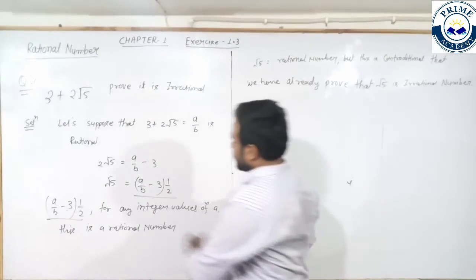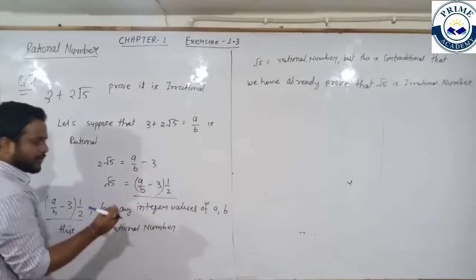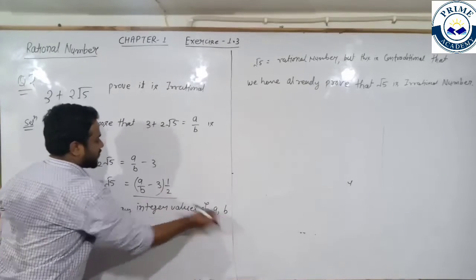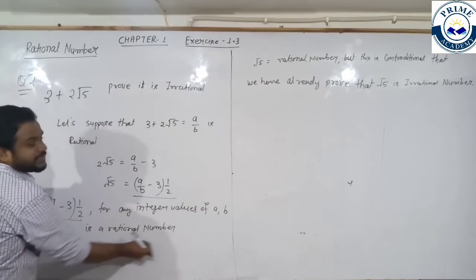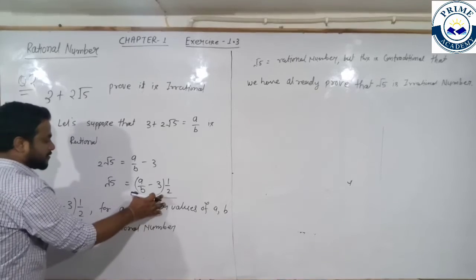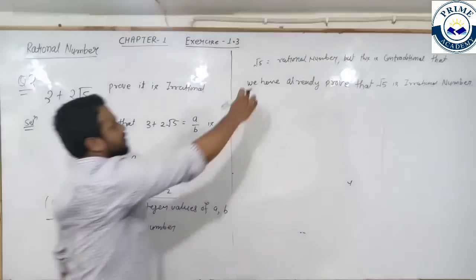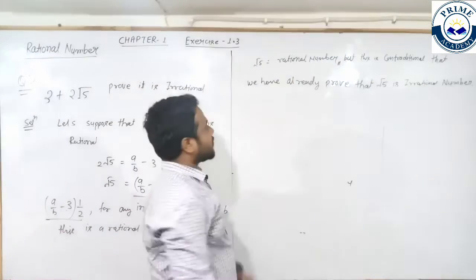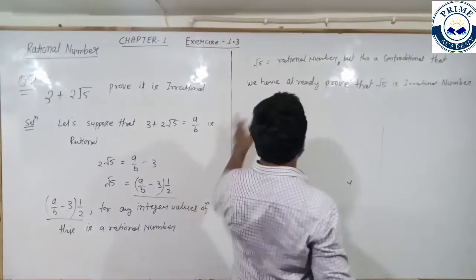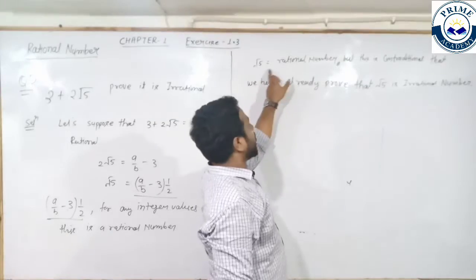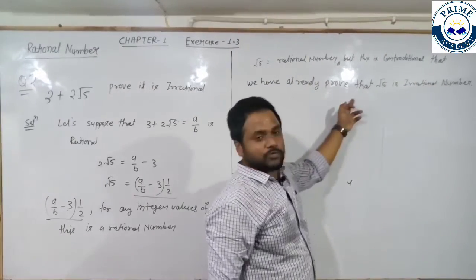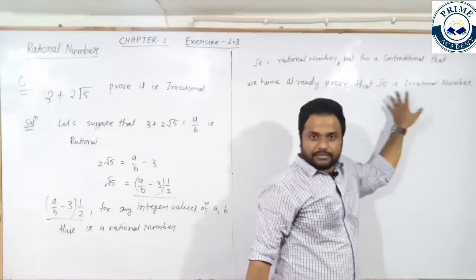Right? If for any value of a and b these terms will be a rational number, if this is a rational number, this would be a rational number, root 5 will be a rational number. But from the question we know that root 5 is an irrational number. But this is a contradiction, that we have already proved that root 5 is an irrational number.